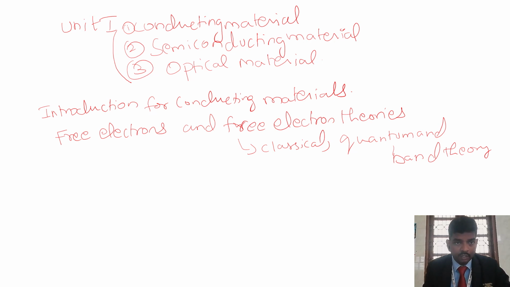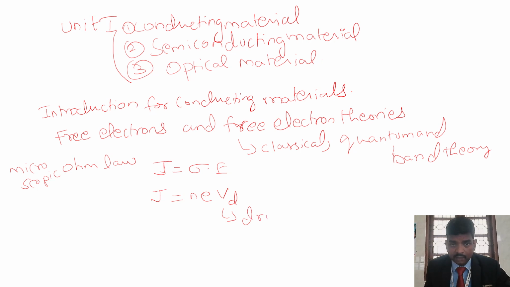And apart from that, here we will also be learning about Ohm's law, especially the microscopic form of Ohm's law. What is the microscopic form of Ohm's law? J equal to sigma into E. There are certain relations. Those relations you need to have in mind. And apart from that, you have another relation, J equal to NeVd, where Vd is drift velocity.